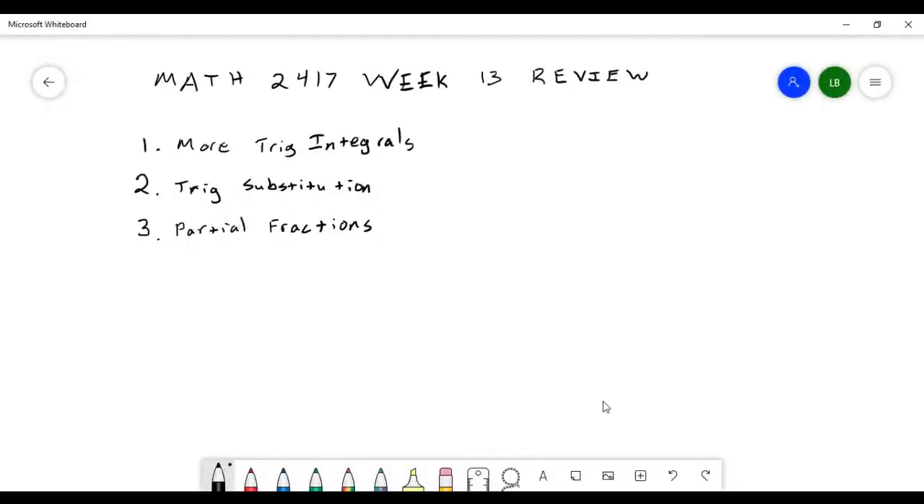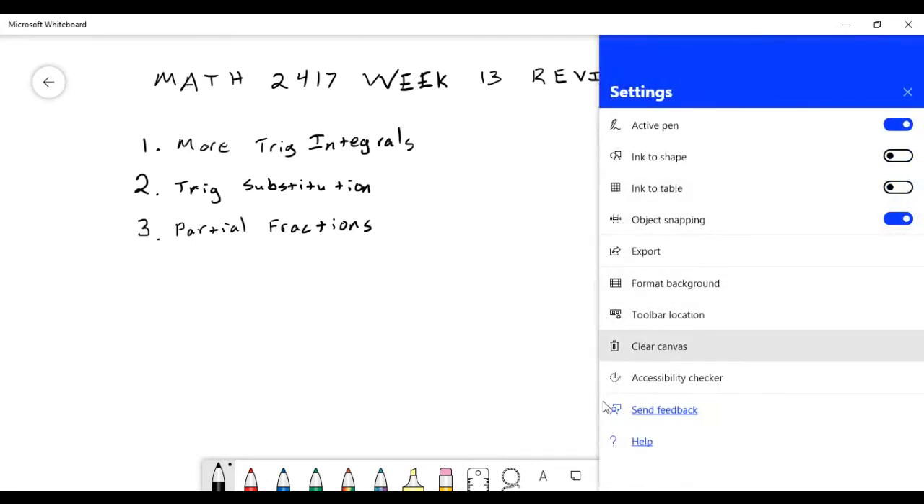So this is the week 13 review for Math 2417. In this review, we'll cover some more trig integrals, specifically some integrals involving products of trig functions. Then we'll get into trig substitution, which is a really neat way to solve some integrals. And lastly, we'll talk about partial fractions. So let's jump right in.